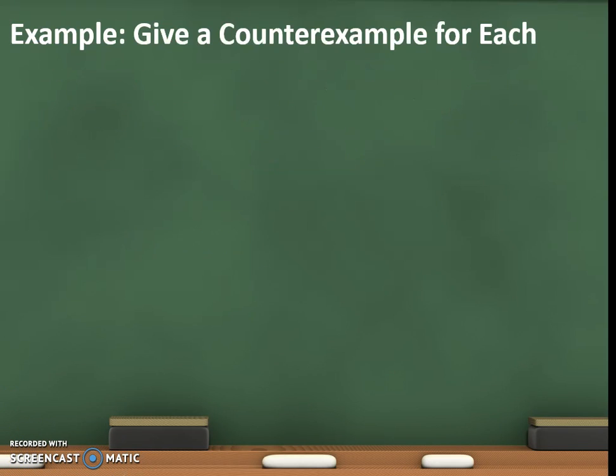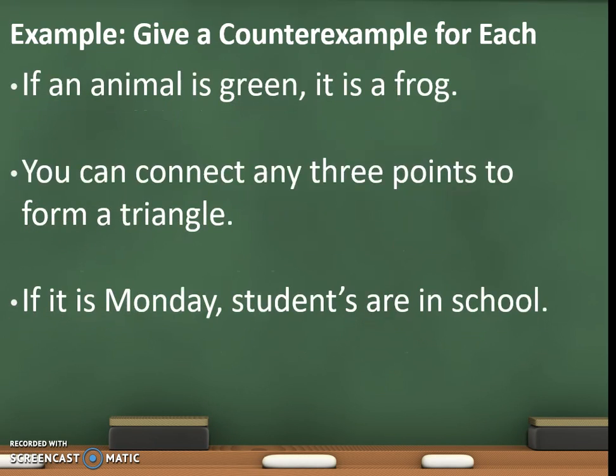So let's try more examples. Give a counterexample for each. If an animal is green, it is a frog. Is this true or false? And give me a counterexample. You can connect any 3 points to form a triangle. Is this true or false? Give me a counterexample. If it is Monday, students are in school. Is this true or false? Give me a counterexample. Go ahead and pause the video and try answering these 3 questions.